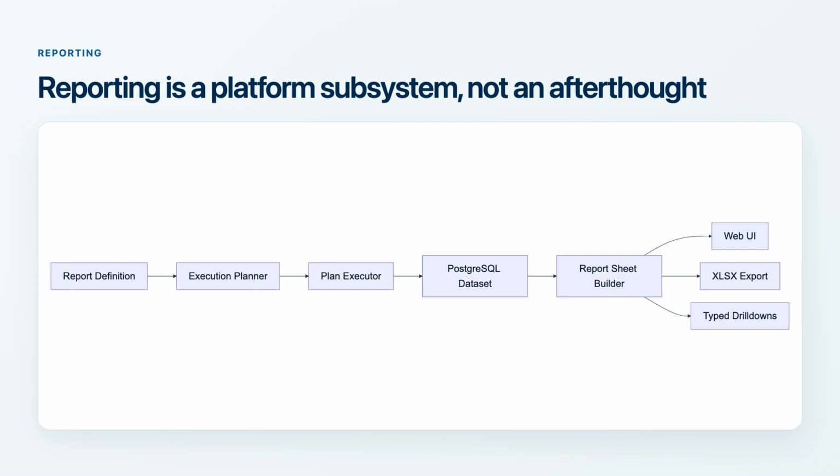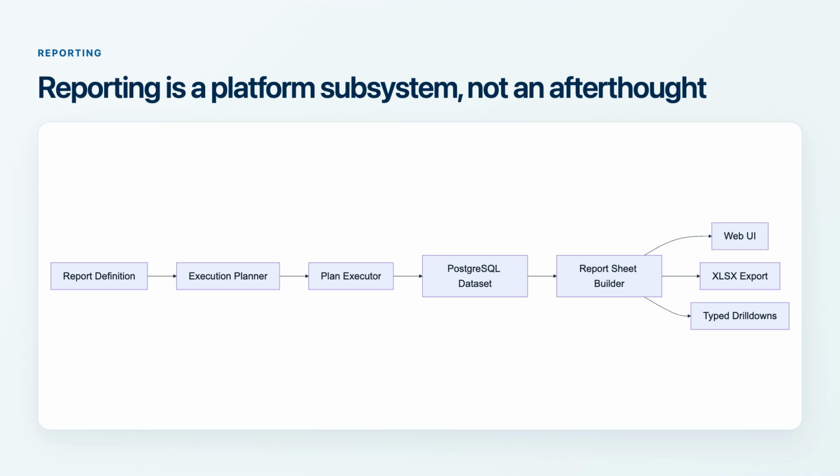Reporting is a first-class subsystem in NGB. A report definition is planned, executed, read from PostgreSQL, transformed into a report sheet, and then displayed in the UI or exported. The same platform concepts support canonical reports and composable reports. The goal is to avoid a pile of ad hoc SQL screens and instead make reporting a durable part of the platform architecture.